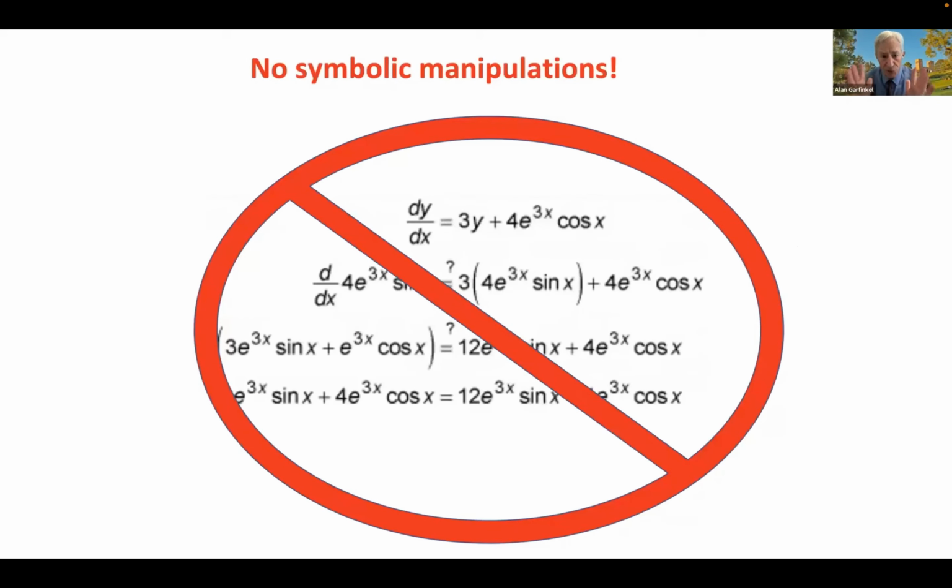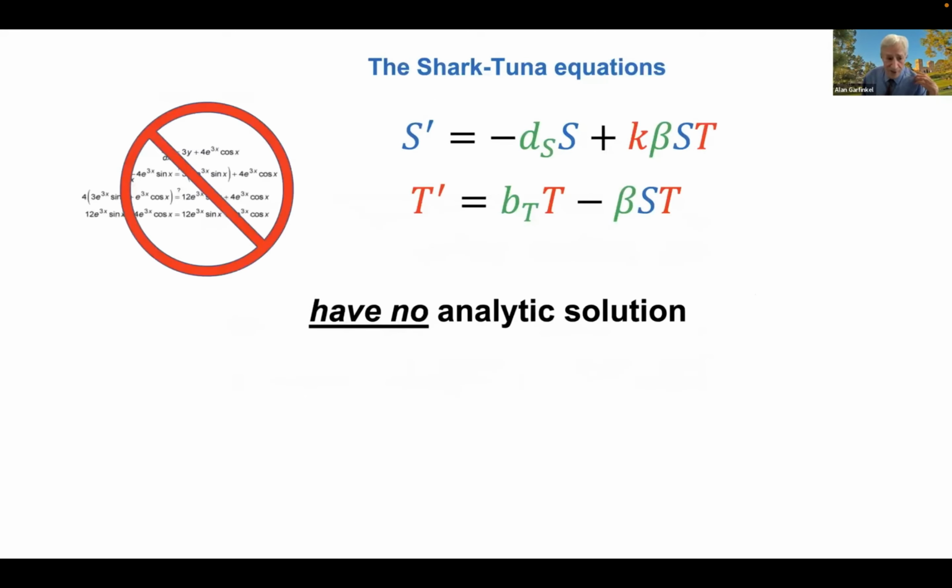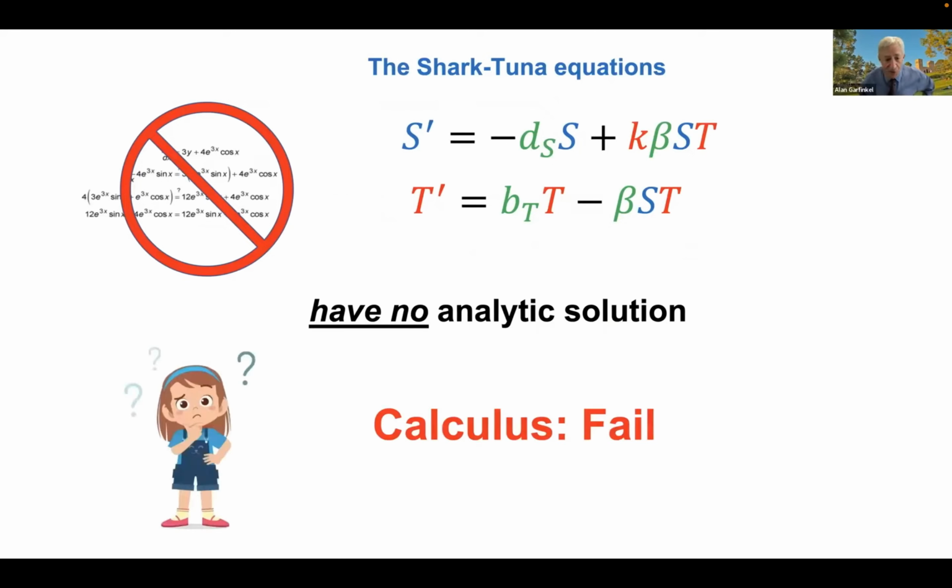Here's what we don't do with it at all. No symbolic manipulations. No, the derivative of sine is cosine, substitution of variables, integration by parts. We don't touch those equations with symbolic calculus techniques. And the reason is that shark tuna equations have no analytic solution. And so that is simply calculus fail.